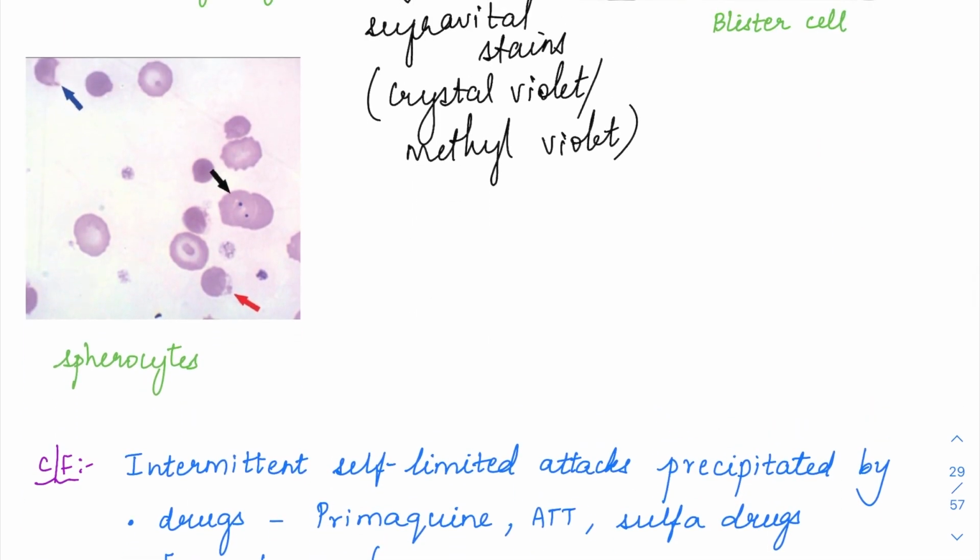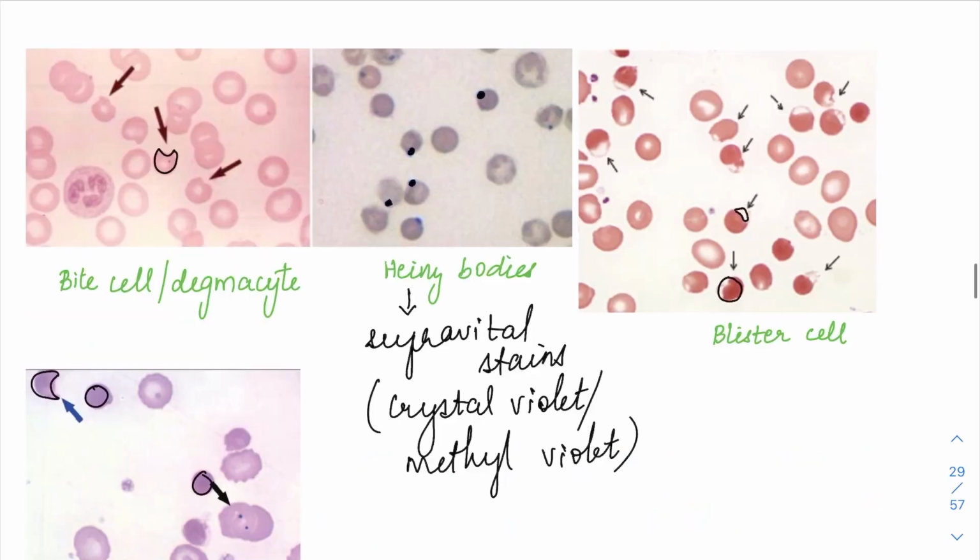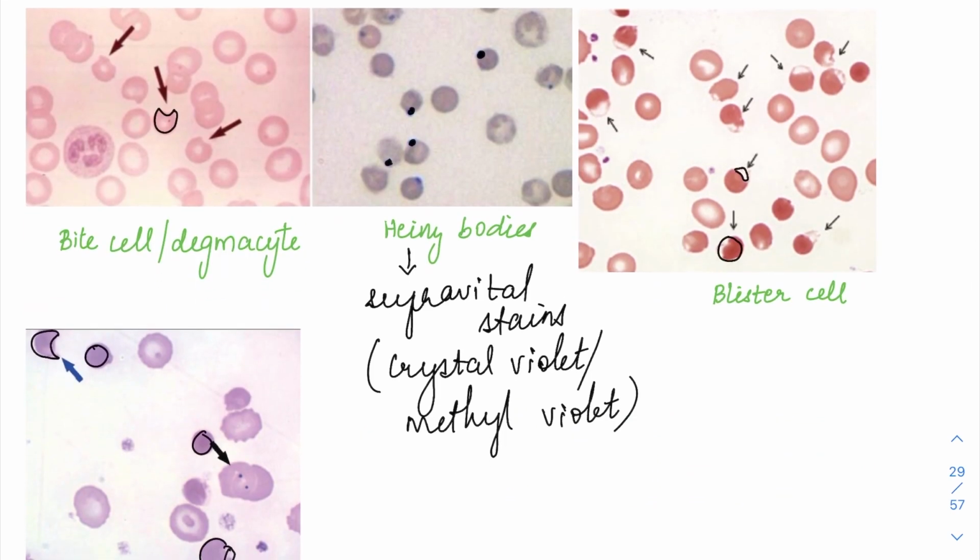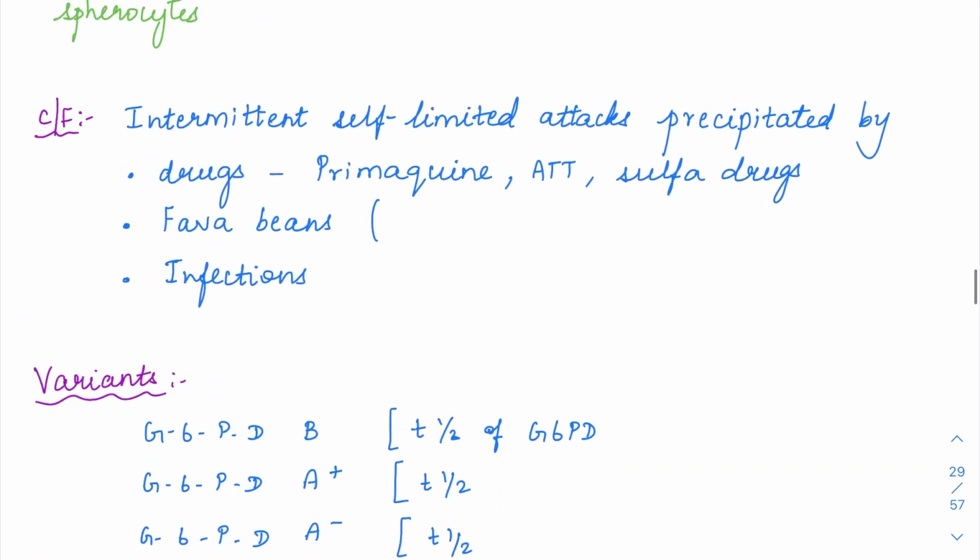Then apart from that, spherocyte formation can also be there, as when it goes into the spleen, it forms spherocytes. So these are all the spherocytes which are formed. Okay, so these two are the spherocytes, and this is a blister cell here. This is again a blister cell here. Okay, sorry, this is a bite cell here. So these are the characteristic findings, image-based questions in G6PD deficiency.